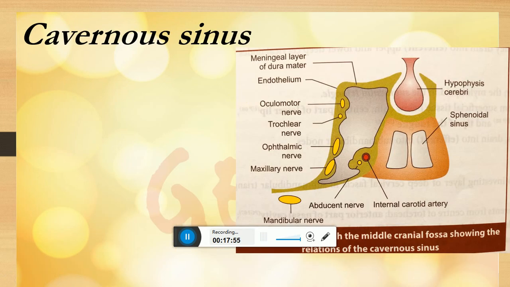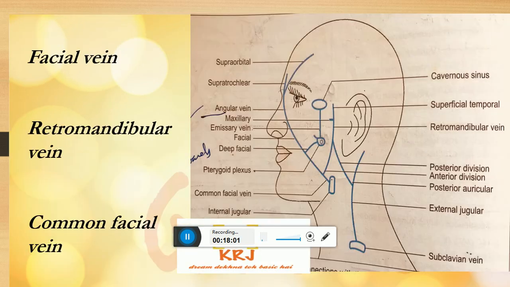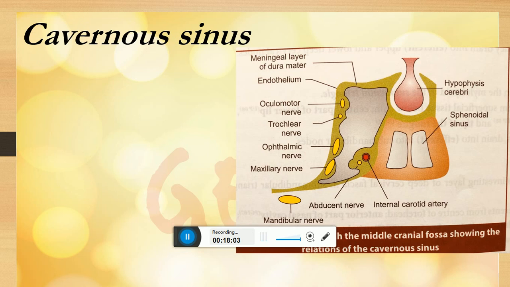Okay, we will start with the cavernous sinus. First, just go through these and then we will start with the cavernous sinus. Basically, the cavernous sinus is a large venous sinus situated in the middle cranial fossa, on either side of the body of the sphenoid bone.